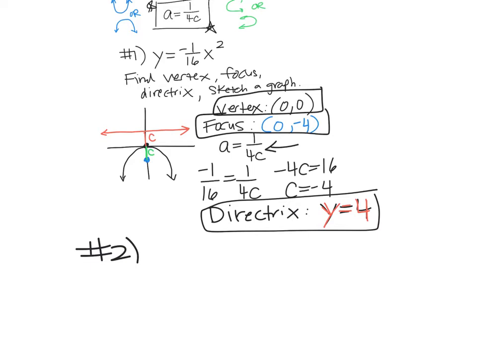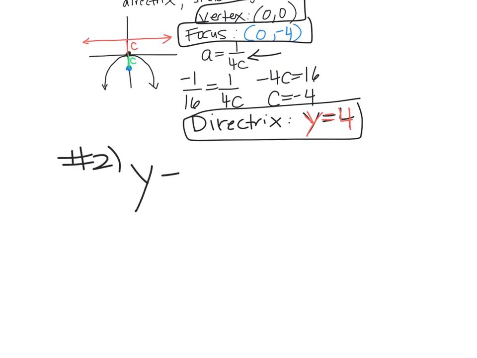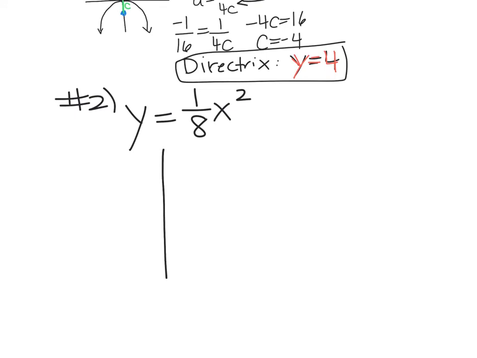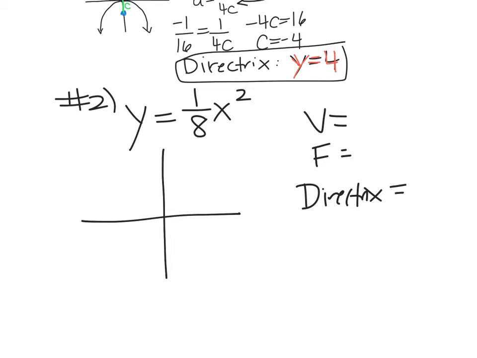Here we go. Let's do y equals 1/8 x squared. I usually give you nice numbers that are going to turn out pretty good. So what we're going to do is sketch the graph. We're going to find the vertex, the focus, and the directrix. Start by finding the vertex first. You know the answer to this because it hasn't moved from the origin yet. We're still right there. So our vertex is (0, 0).